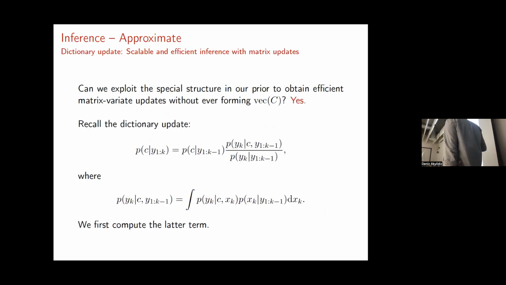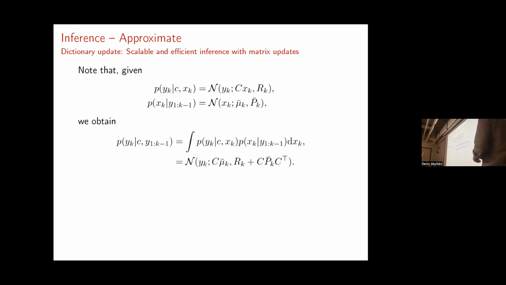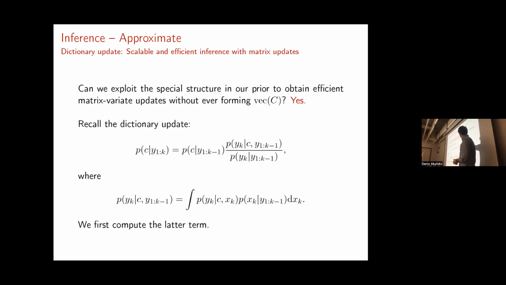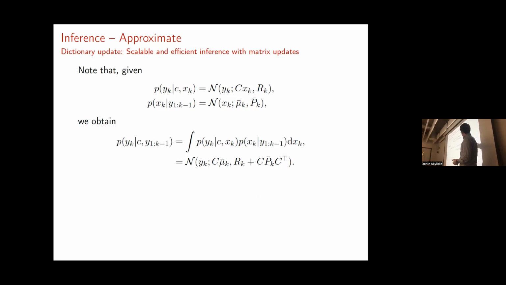And the answer is yes. Remember the update of C. This is the update rule of C, and this is the integral that you need to compute this likelihood. You first compute this likelihood, which appears in the update here. You can compute this integral because this is a linear Gaussian distribution that comes from the model, and this is the predictive of xk, which is just Gaussian with mean mu and a covariance, so it is computable in closed form.